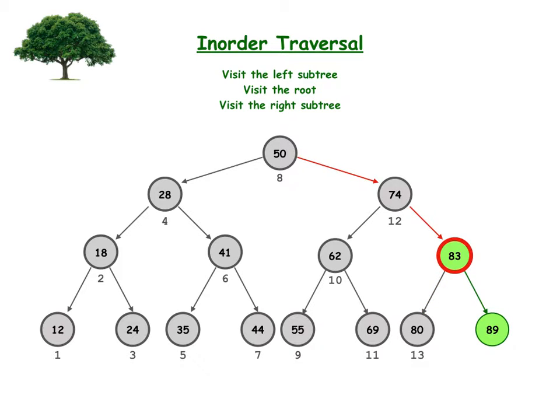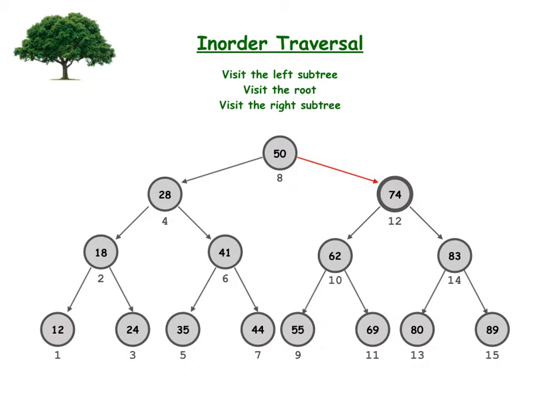We come back up. Now that we have completed 83's left subtree, we can visit the number 83 itself, followed by the right subtree at 89. 89 has no children, so we're done at 89. We come back up. 83's left subtree is completed. 83 is completed, and the right subtree is completed.